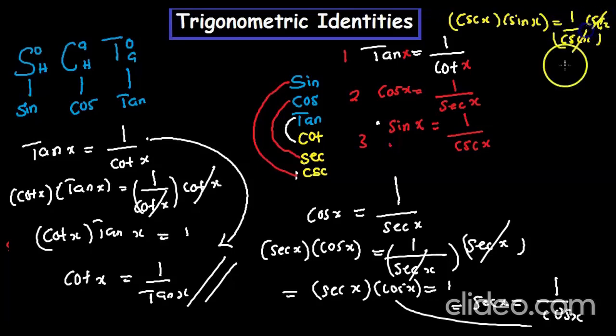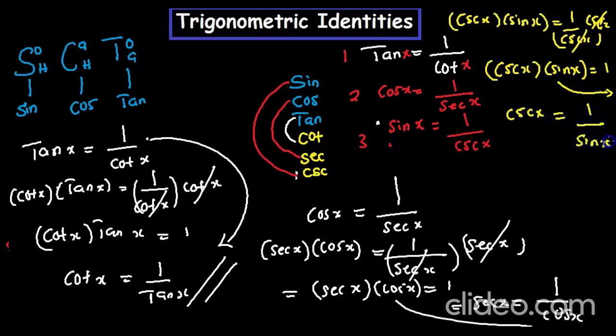Notice that this will cancel this, and we will be left with CSC x multiplied by sin x equals 1. And in this case, if the sin x is coming down here, we will be left with CSC x equals 1 divided by sin x. Okay, this is the first one, this is the second one, and this is the third one.